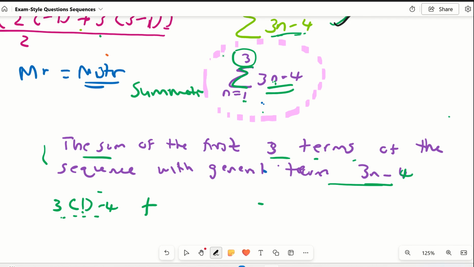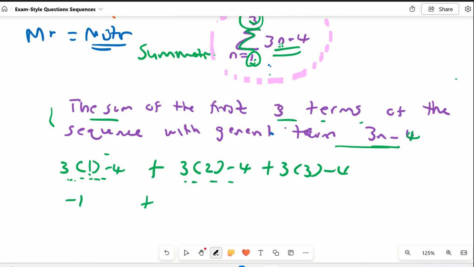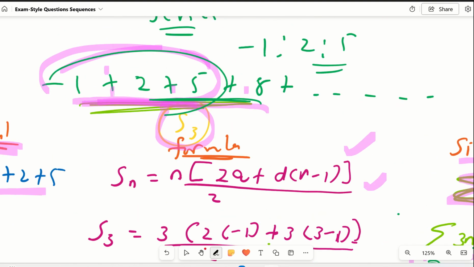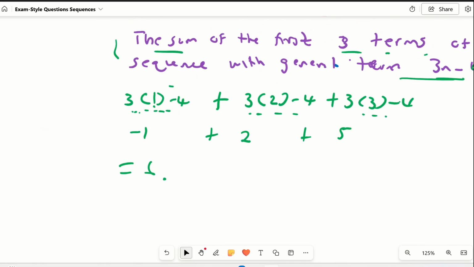So the next one: in place of n, you're going to put 2 now. The number that comes after this is 2, and the minus 4 there. That is the second one. Lastly, substitute 3, 3 there, minus 4. Then you're done. This is minus 1 if you calculate it. This is 2 if you calculate it. Then this is 5. So it's the sum of the first 3 terms. It's literally that. So this gives us an answer of 6.